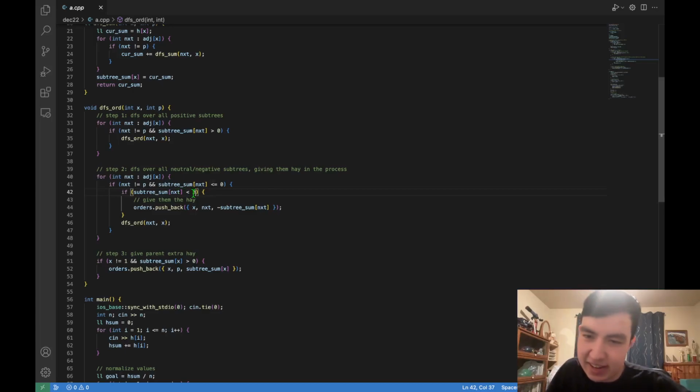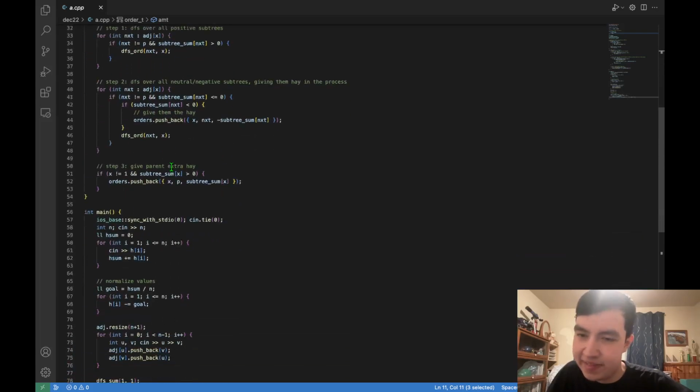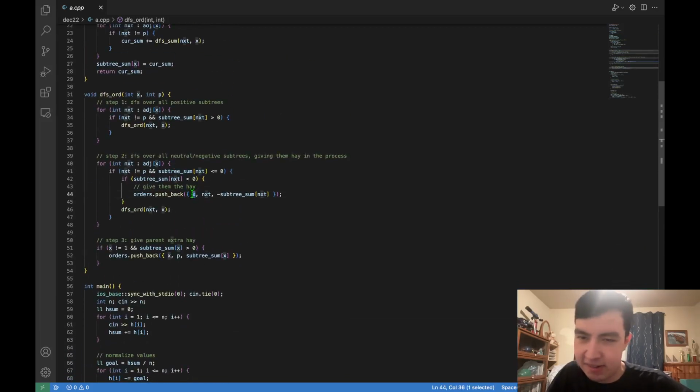But if the subtree sum is negative, then it does need some extra hay. So we push back an order into the orders list. And this order type is just a custom structure I made in C++, which stores the source, the destination, and the amount of hay bales. So in this case, the source is x, and it's giving it to the next subtree, and it's giving the negative of the subtree sum, because that way it gives 6 hay bales to a subtree with -6, etc. And then we do the recursive search on them.